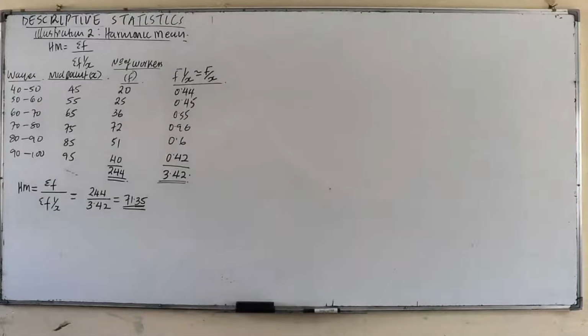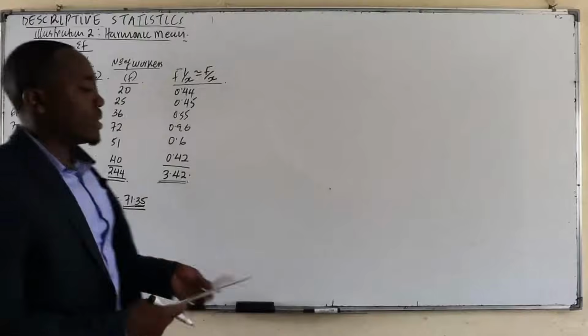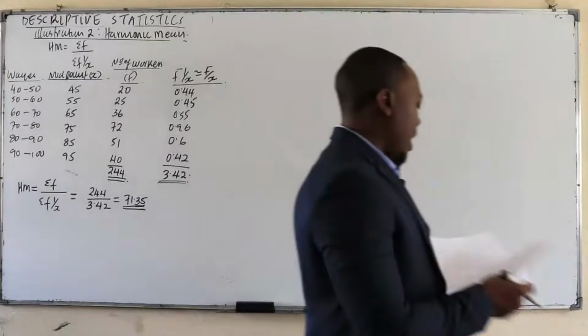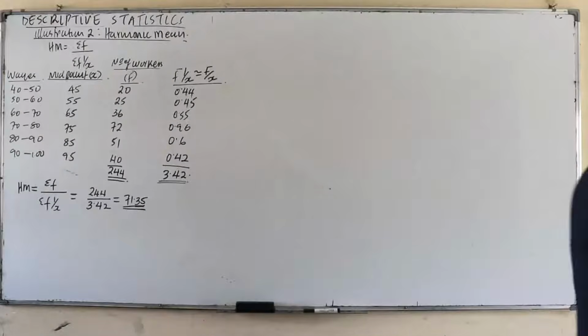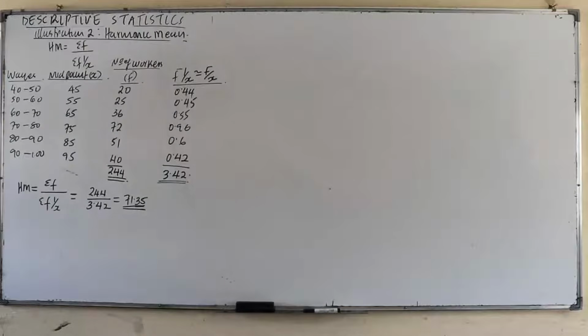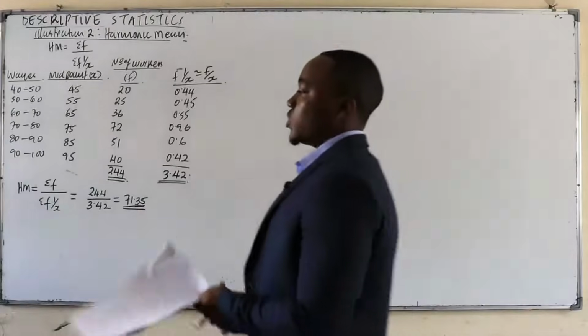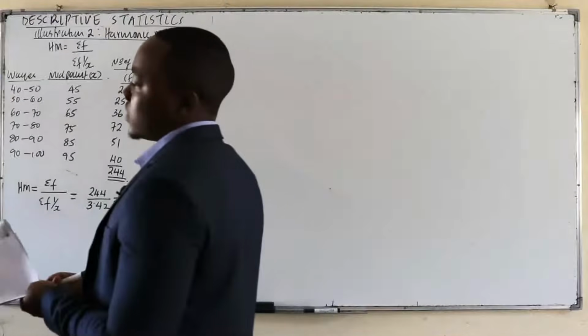So that was the measure of central tendencies. We see that descriptive statistics have 4 elements. One was the measure of central tendency. Number 2 was the measure of dispersion, then the measure of skewness, and the measure of kurtosis. Now let's look at the measure of dispersion. That's how we get the standard deviation, the variance, all that.